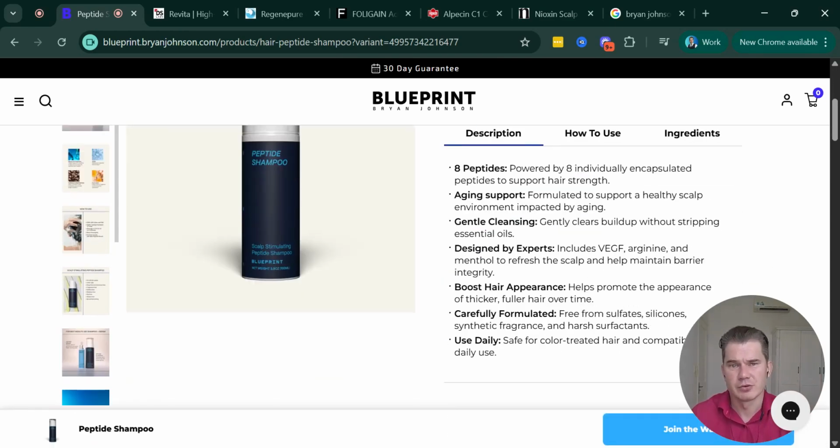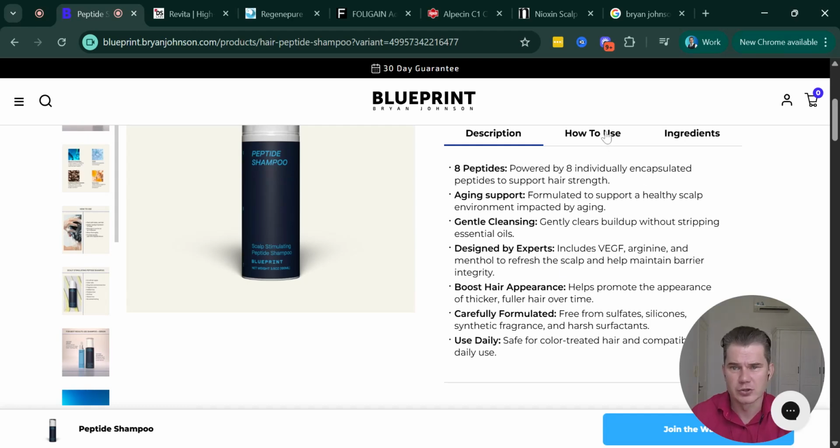When it comes to the shampoo, I want to review the ingredients in it and talk about if it could potentially be worth the price. If you look at the ingredients and description, we can see that it has different peptides in it. It also has potentially some antioxidant benefits. It also has a gentle cleaning effect, and it is designed by experts according to the description. It may boost hair appearance by promoting thicker and fuller hair over time when one keeps using it. And it is formulated without potential triggers that can be an issue for some of you who have a sensitive scalp, for example, or scalp sensitivity problems. And it is also safe for colored hair.